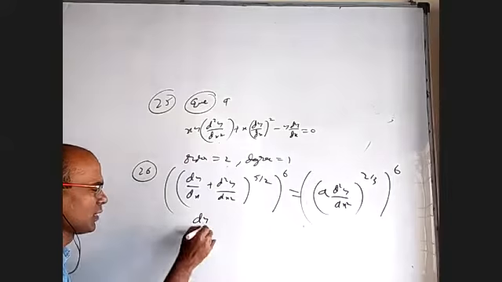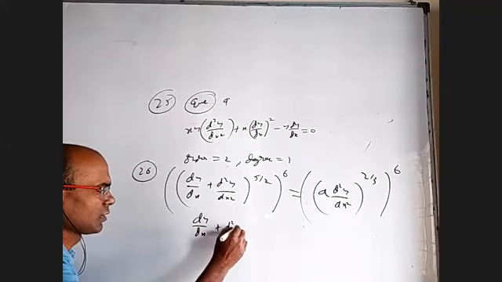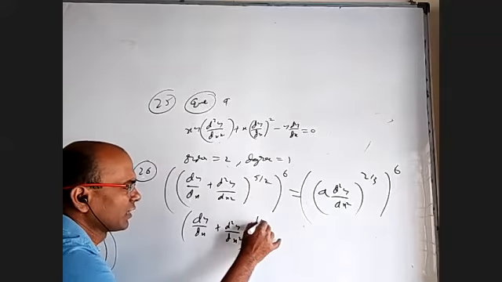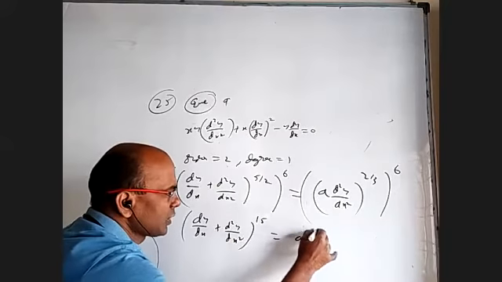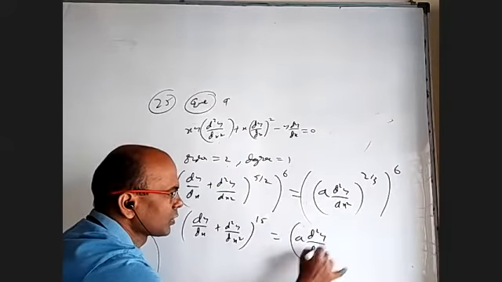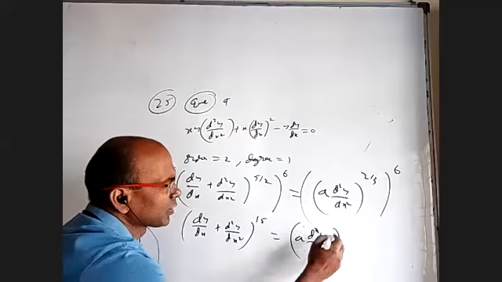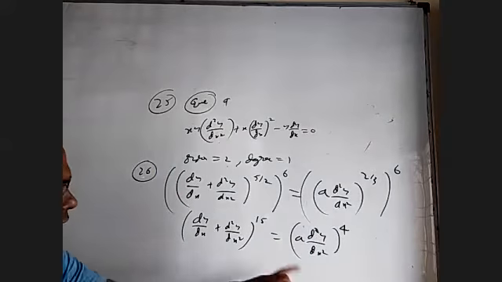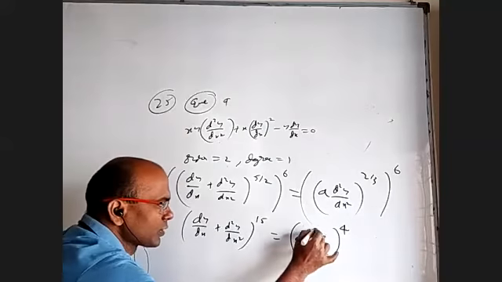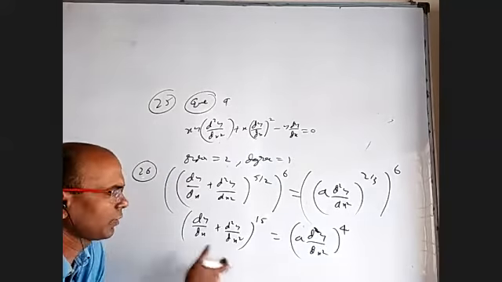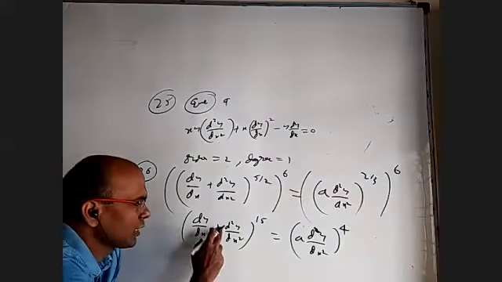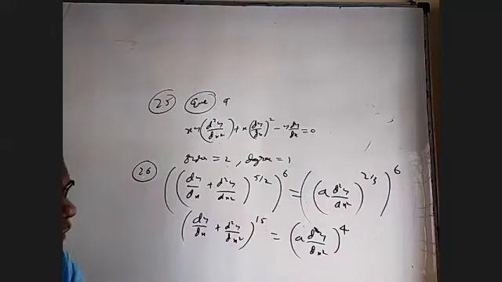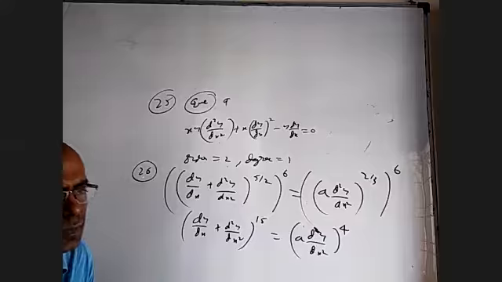So this is (dy/dx + d²y/dx²)^15, and this is (d²y/dx²)^4. When you expand this, here also d²y/dx² is there, here also d²y/dx² is there. If you apply the binomial theorem, whatever it is, you are going to get d²y/dx² with highest power 15. You get power 14, power 13, everything, including power 4. But the highest power is 15.